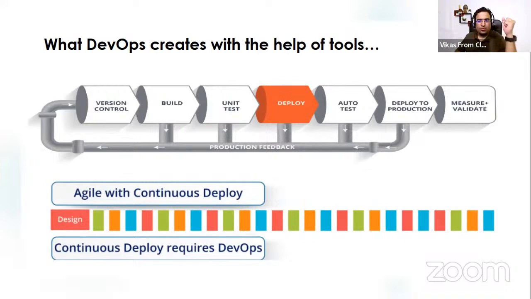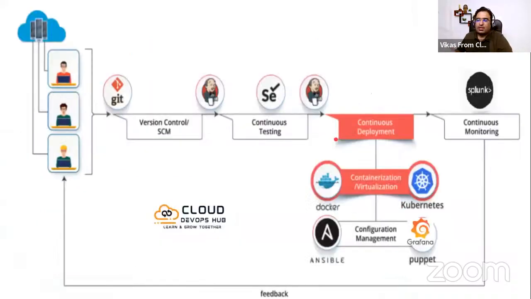Now the question is how a single DevOps engineer can achieve this. They can achieve it by creating this type of pipeline, which means we have to create this flow. As a DevOps engineer, we have to create this flow so that we can achieve it.